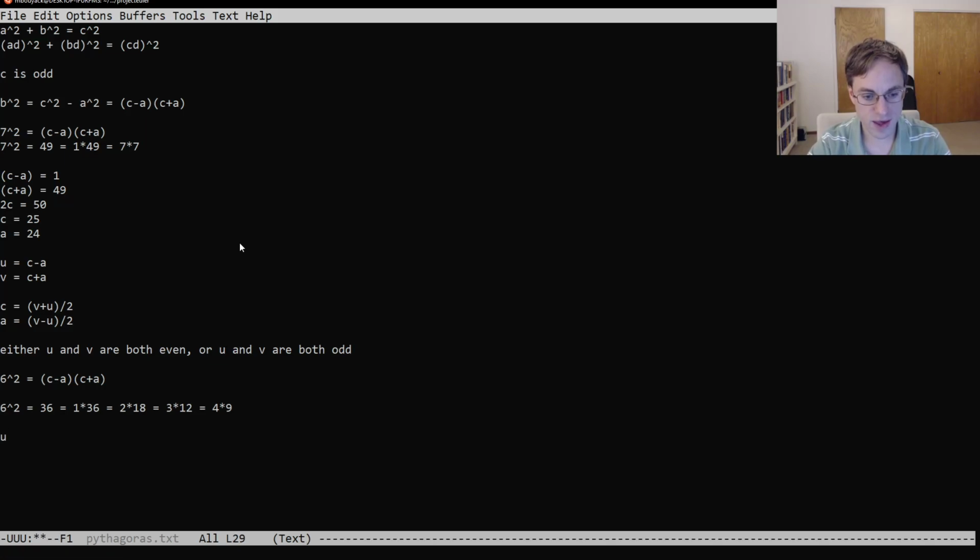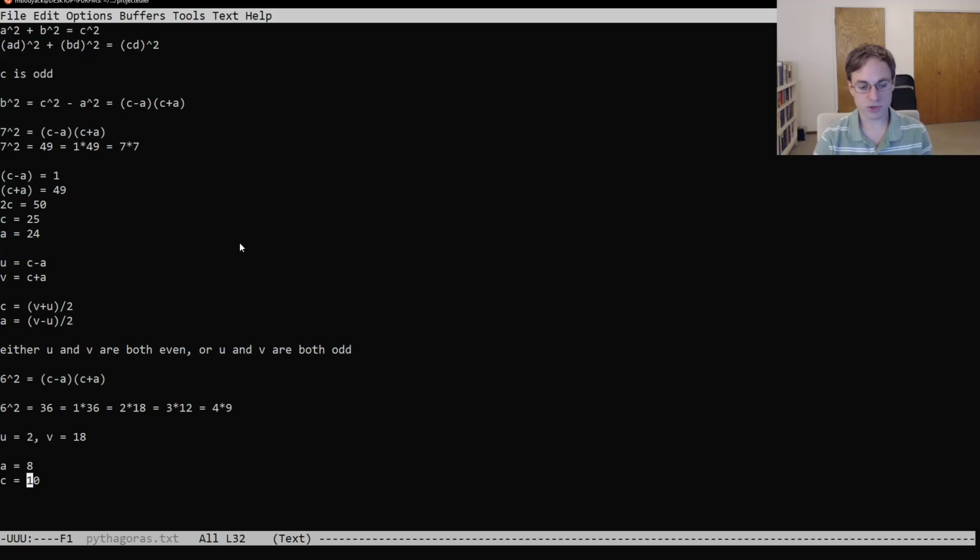And so now if we say u is equal to 2 and v is equal to 18, we can calculate that a is equal to (18 minus 2) over 2, which is 8, and c is equal to (18 plus 2) over 2, which is equal to 10. So this gives us our second Pythagorean triple.